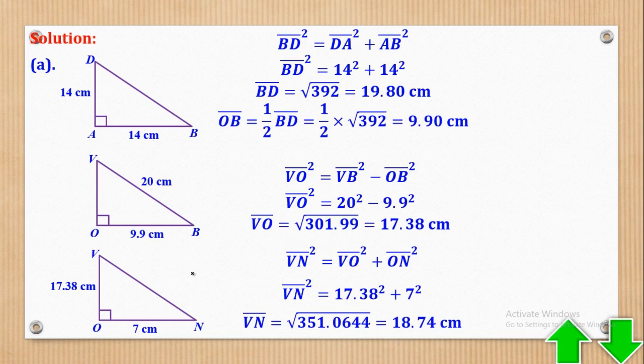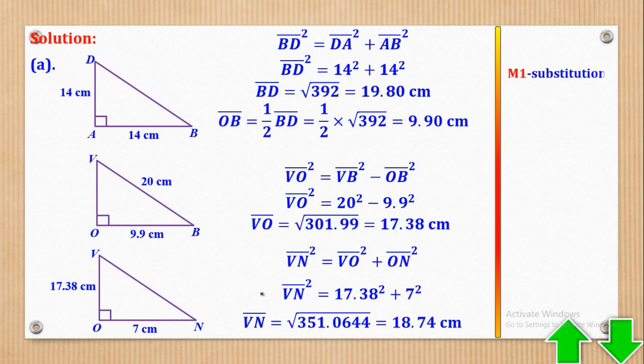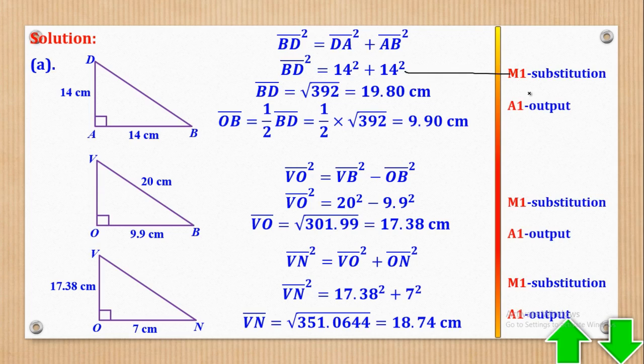Now let's see how much can be awarded for part A. So M1 for substitution, A1 for output, M1 for substitution, A1 for output, M1 for substitution, A1 for output.